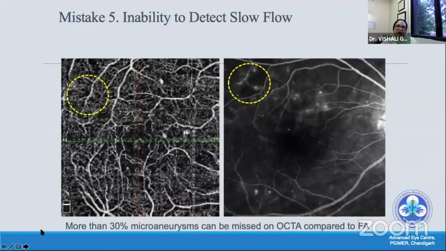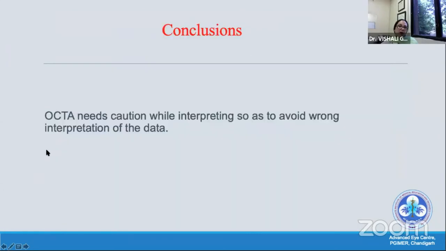And lastly, sometimes you are seeing microaneurysms, you may not be seeing them. So if you are planning really a focal treatment, especially a repeat treatment, don't go by the OCT angio, do a fluorescein.